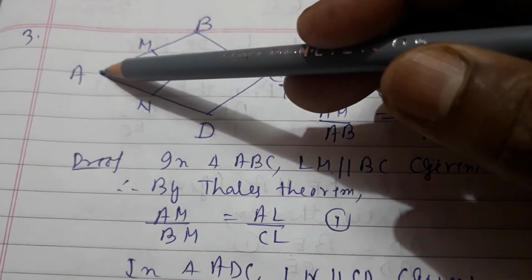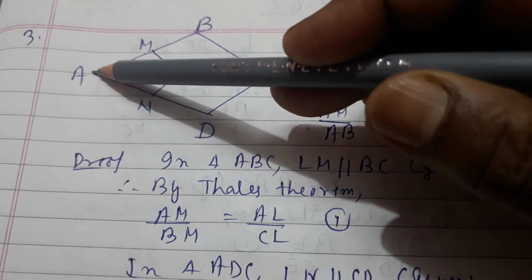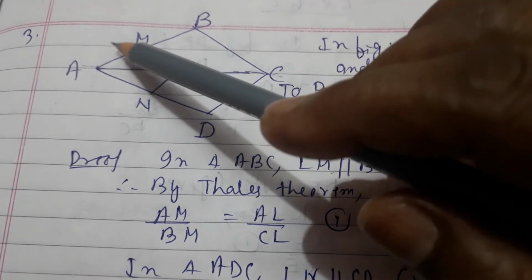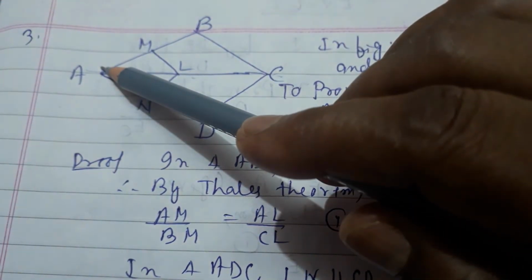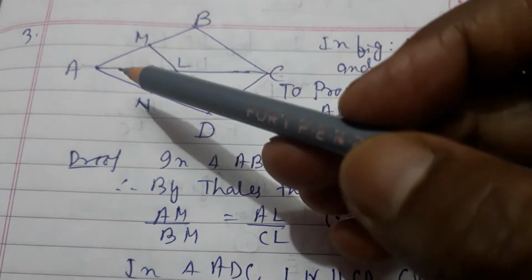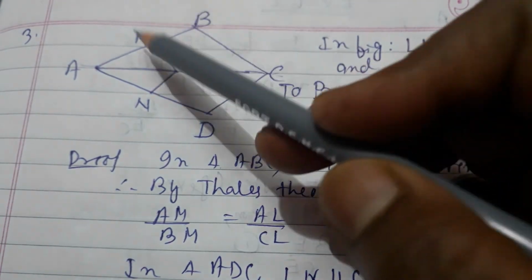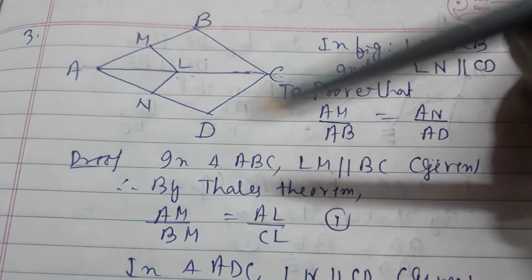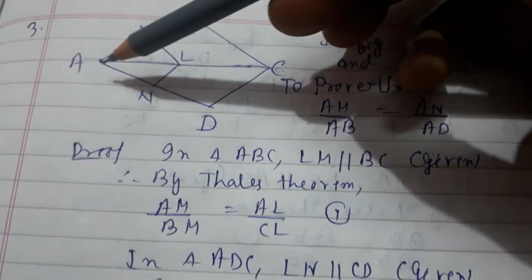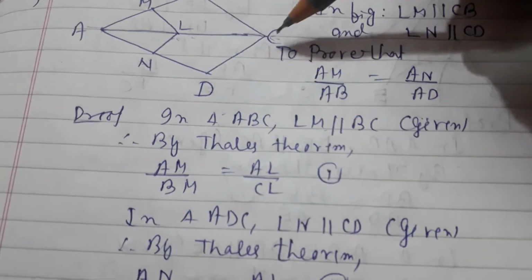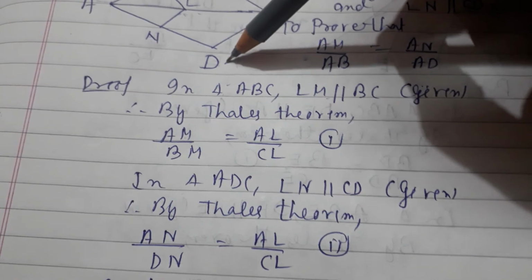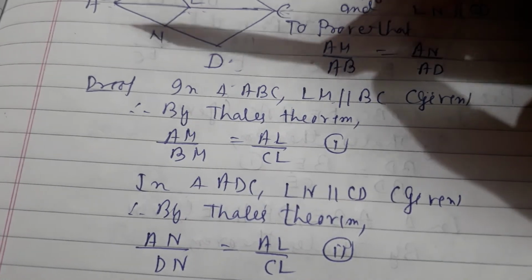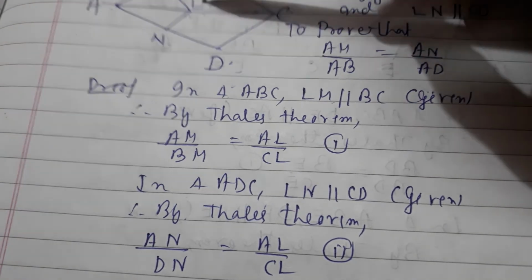Always you start from any corner, that is any vertex, okay? Otherwise it may be a fault. So always start from any vertex. Then it will be easy. So AM by BM equal to AL by CL. Always I have started from A. Okay, now in triangle ADC, LN parallel to CD. It is also given. So by Thales theorem AN by DN equal to AL by CL.